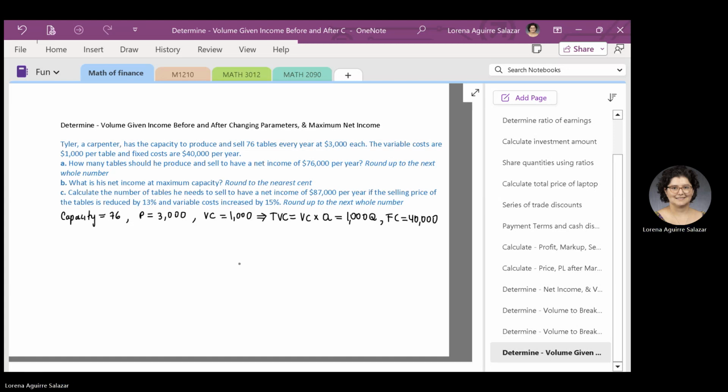Okay. Now that we have identified all variables that the statement has to do with, let's work on part A of this problem. We want to know how many tables Tyler should produce. So we want to know Q. We want to find Q so that the net income is $76,000. The net income is the same as the net profit. So here we have that profit will be $76,000.